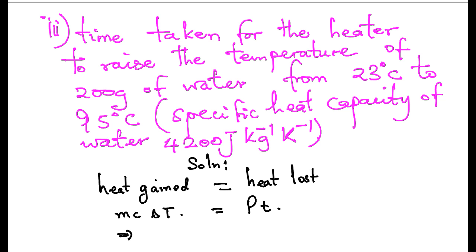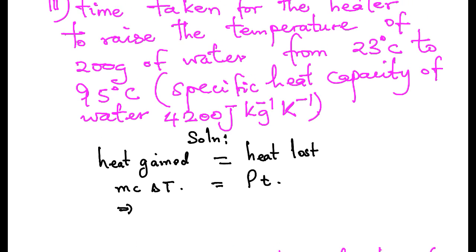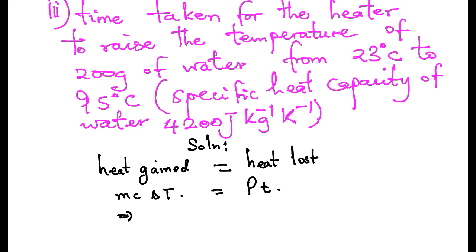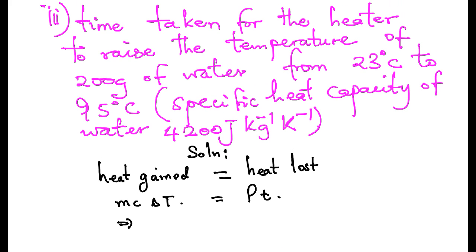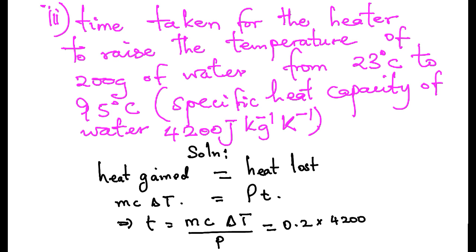From this, it implies that time, which we want in this case, is mass times the specific heat capacity times change in temperature divided by the power, which is equal to 0.2 multiplied by 4200 times 95 minus 23, which is the temperature change, divided by 576. That gives us 105 seconds.